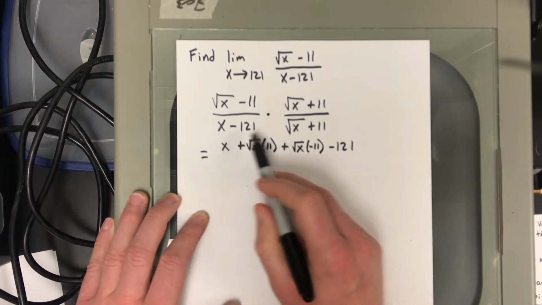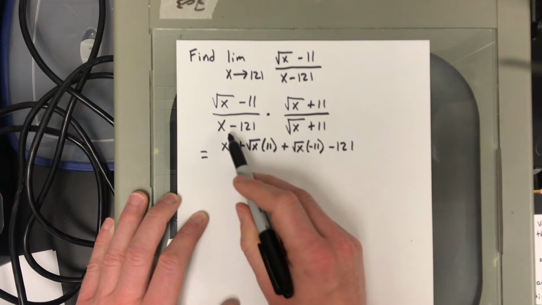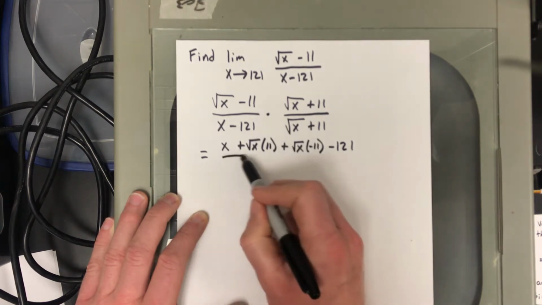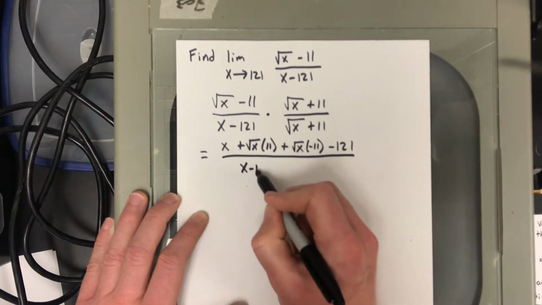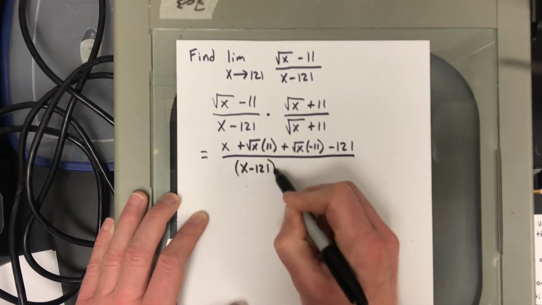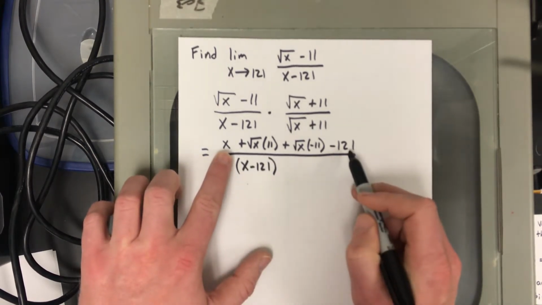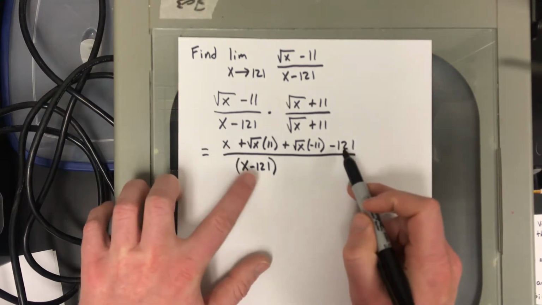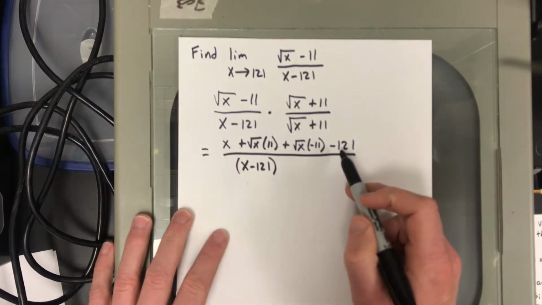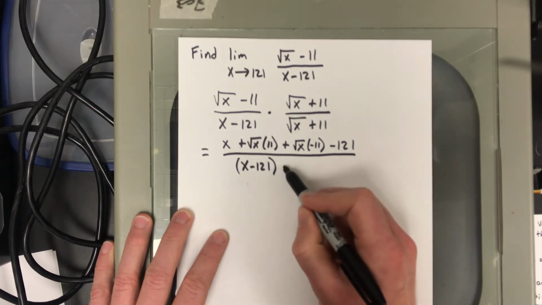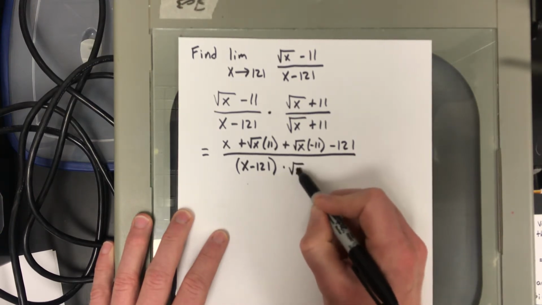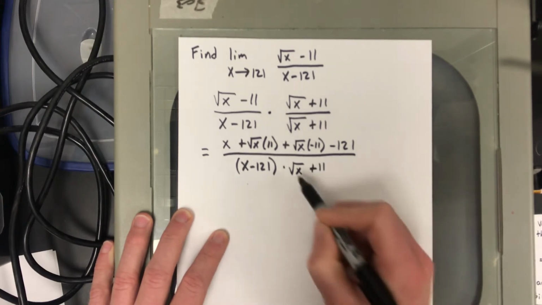On the bottom, instead of distributing, I'm going to leave it as is. I'm going to do that for a reason, and you'll see in just a second. If you look here at x and negative 121, this is kind of the reason why I'm going to leave this as is. So I get times square root of x plus 11 here on the bottom.